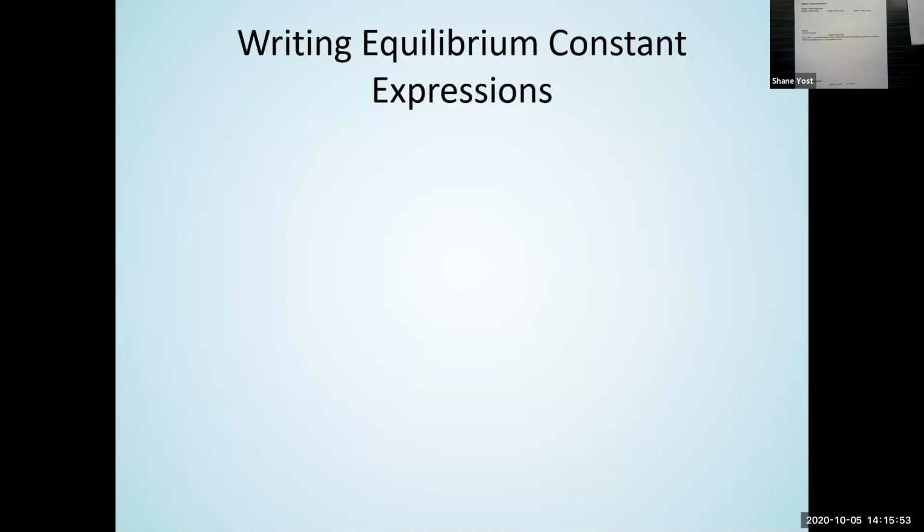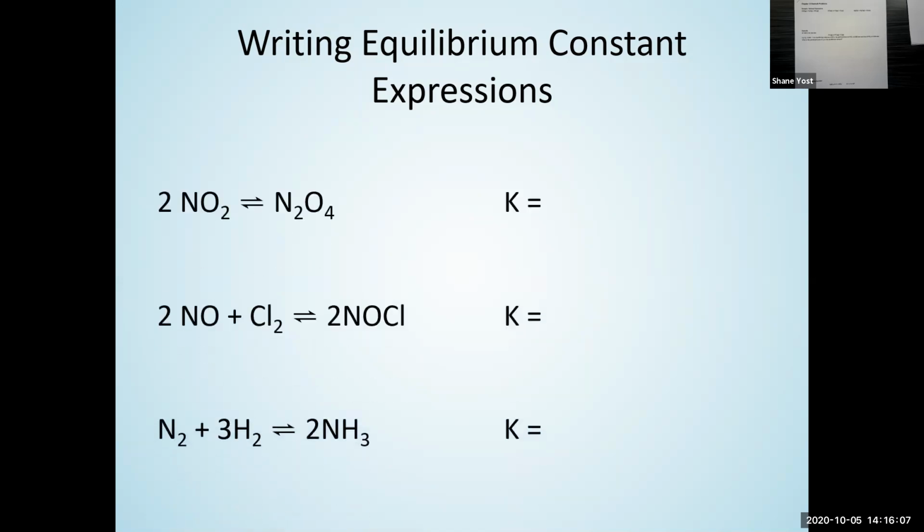All right. So for every equilibrium reaction, we can write out what's called an equilibrium constant. Write out what we call our equilibrium constant expressions. So we have a couple of example reactions here. And so for these examples, what would be the equilibrium constant expressions for these guys?